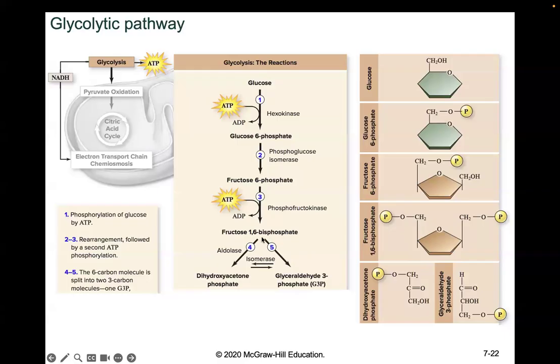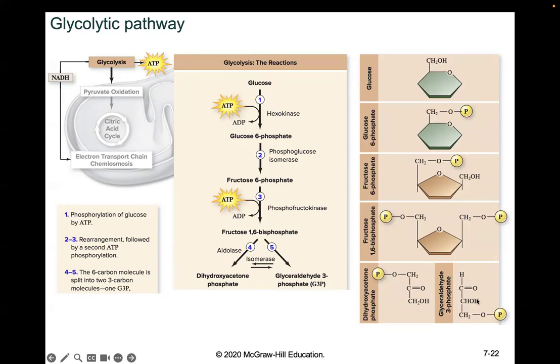And aldolase gives you dihydroxyacetone phosphate and glyceraldehyde 3-phosphate. So literally these are 3 carbons. So if you look at this whole glucose molecule, or fructose 1,6-bisphosphate, it's 6 carbons. You cut it in half to create 3-carbon molecules, a dihydroxyacetone phosphate and a glyceraldehyde 3-phosphate.